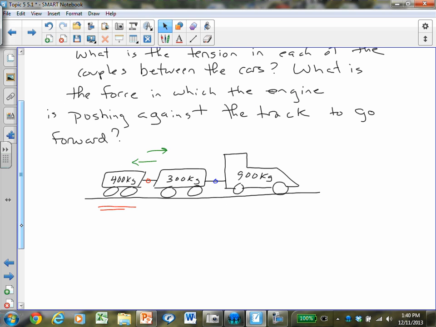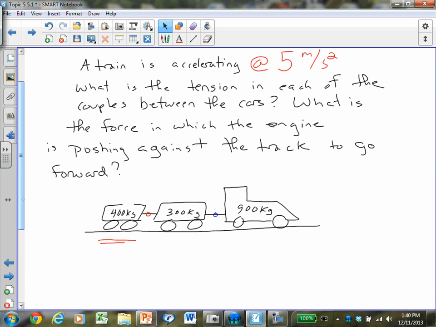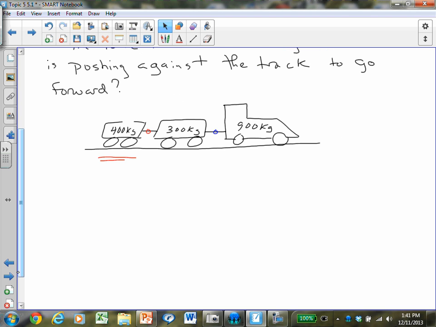So when we look at, say, a train accelerating at 5 meters per second squared, which is actually super rapid for a train, but just an example problem. What is the tension in each of the couplings between the cars? What is the force with which the engine is pushing against the track to go forward? Okay, so the first car back here at 400, if we assume very little friction, we have that tension forward, and we have F perpendicular and FG.